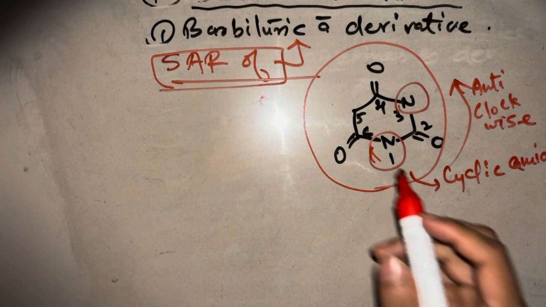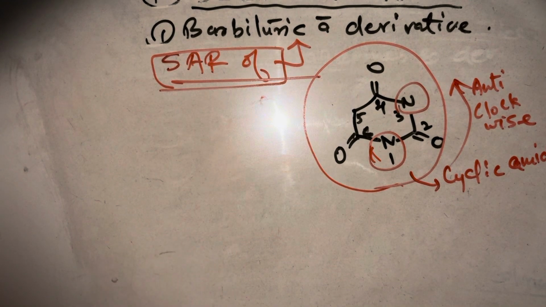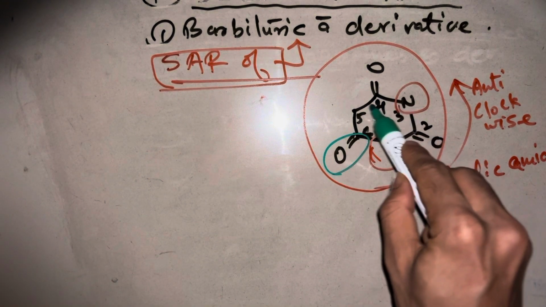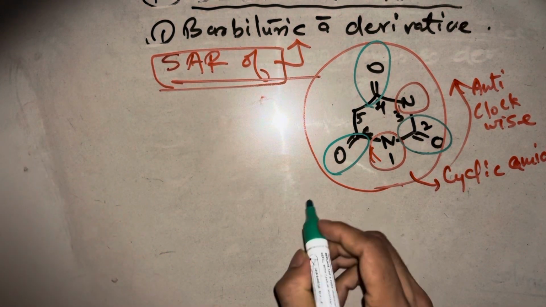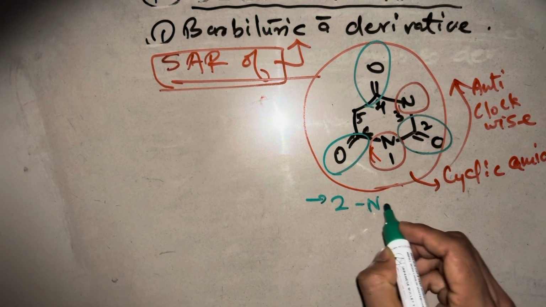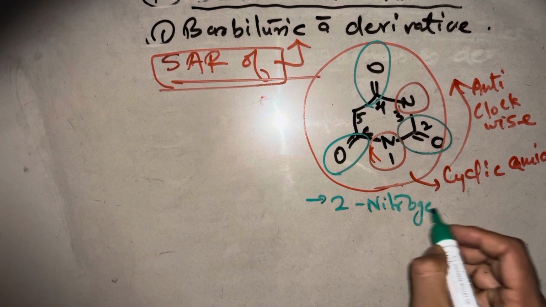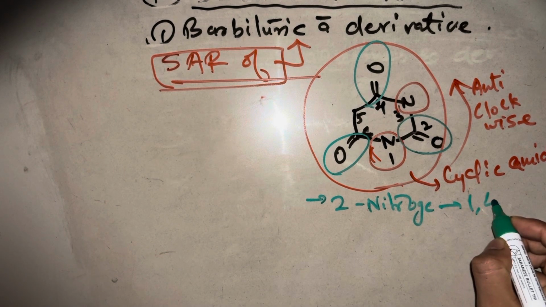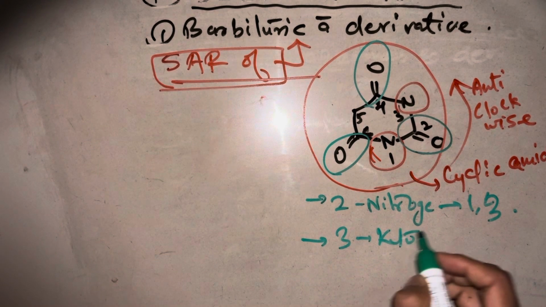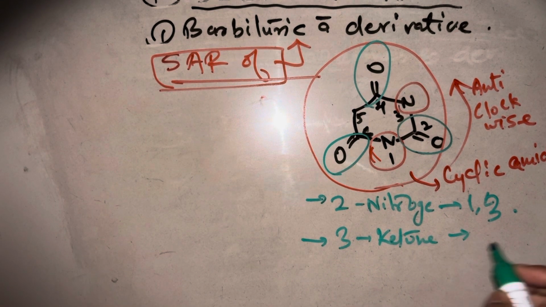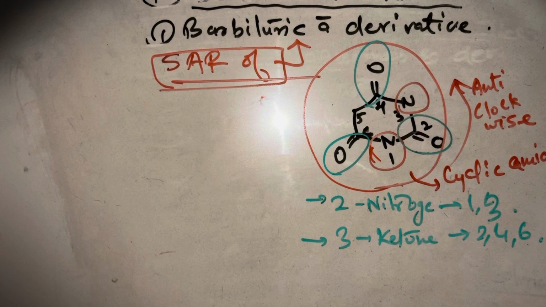Next, three ketone groups are present at which position? Three ketone groups are present at 2, 4 and 6 position. So two nitrogens at 1 and 3 position, and three ketone groups at 2, 4, 6 position.